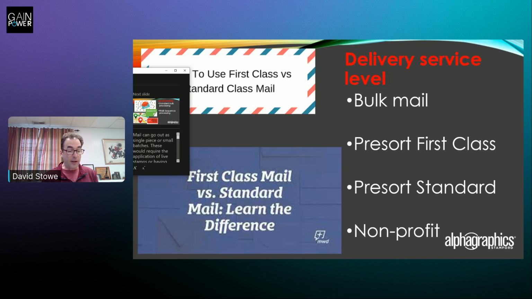In general, first class mail for political pieces is really not necessary and is a waste of your budget, unless it's really last minute and you're trying to target a very narrow window for delivery.